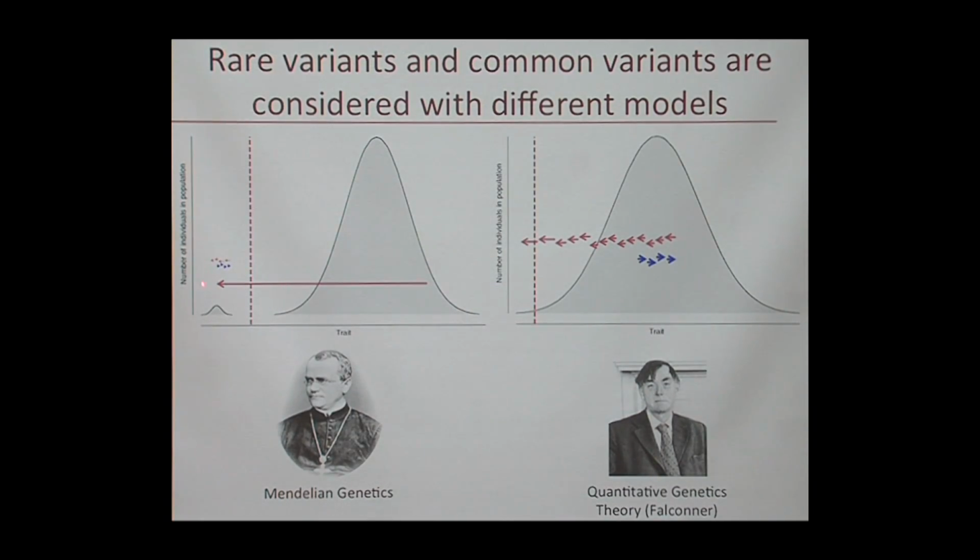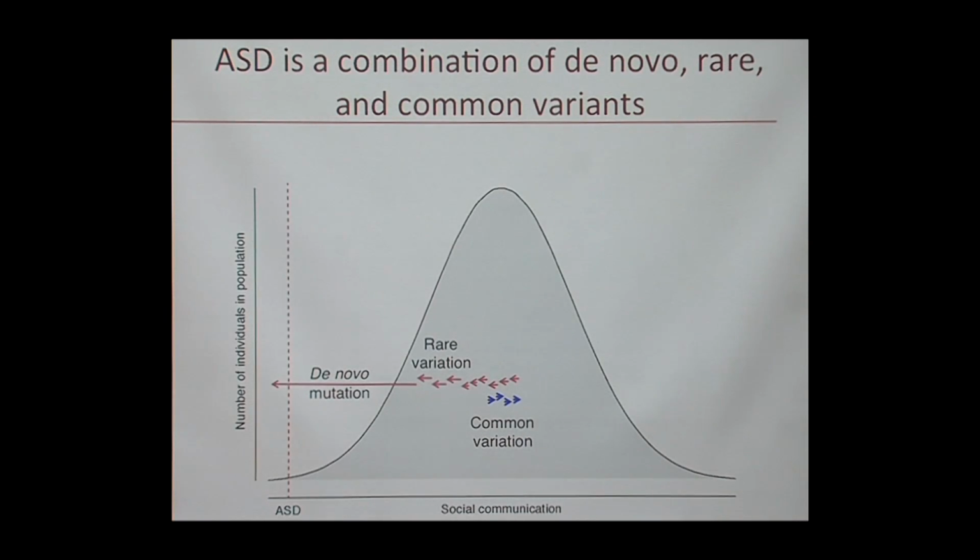The common variation still plays a role, but this one variant has such a big effect that it alone makes you cross that threshold, regardless of the common variation. And autism appears to be the unification of these two ways of thinking. Here we have the trait in the population. This is now social communication. Here's our diagnostic threshold, and to get over that, that's how you get a diagnosis of autism. And it's a combination of common variation, of rare variation, and de novo mutations.